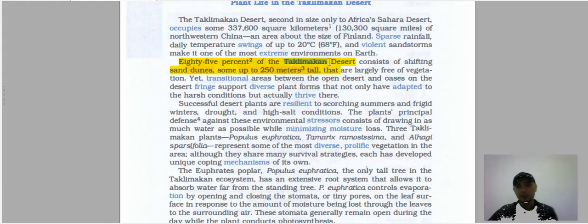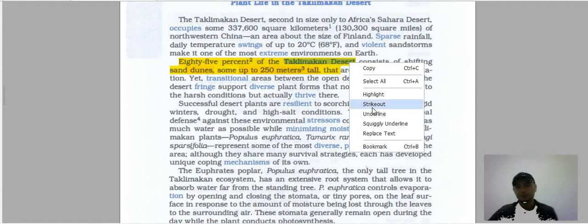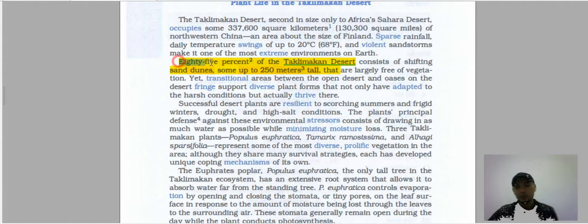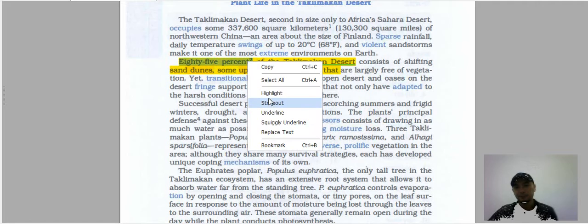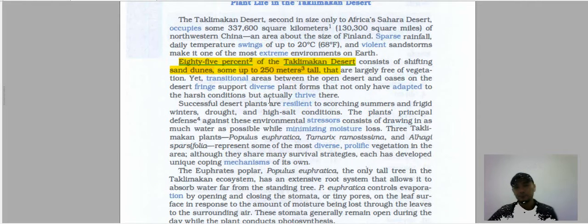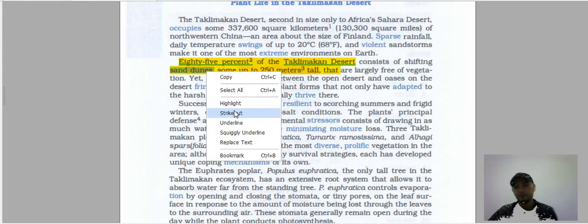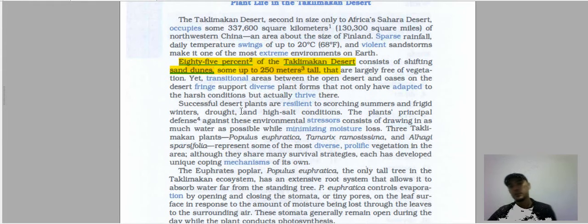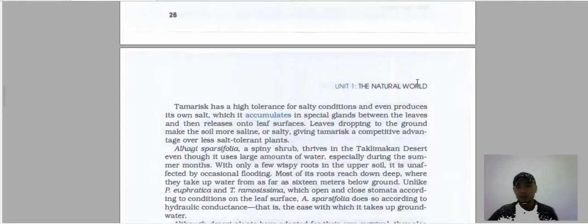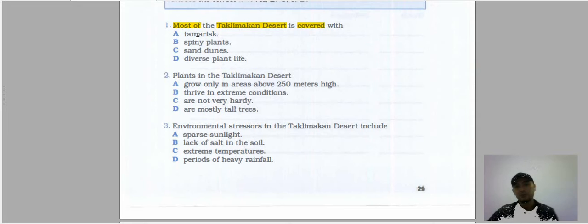For example, Taklamakan Desert is given here, and also 85%, and the sand dunes. As you can see here, these words are giving the answers to the question too. And that means let me choose a correct answer. Tamarisk, no. Spiny plants, and the sand dunes. The answer is sand dunes.